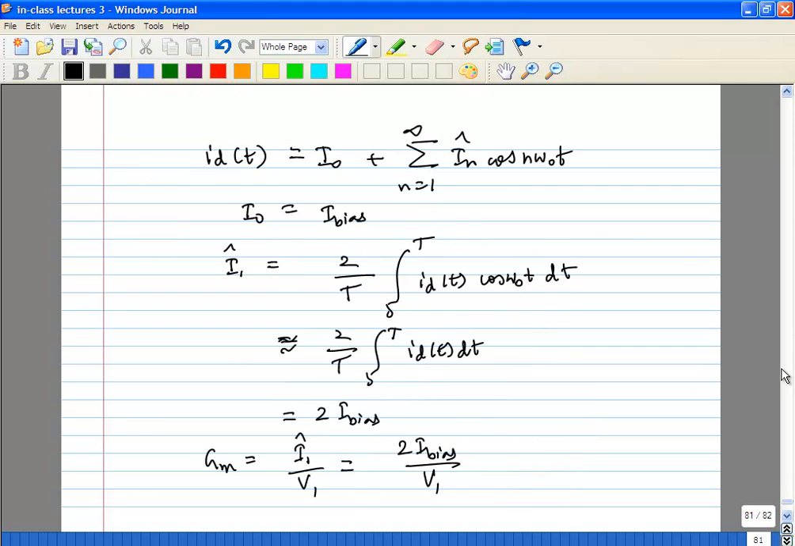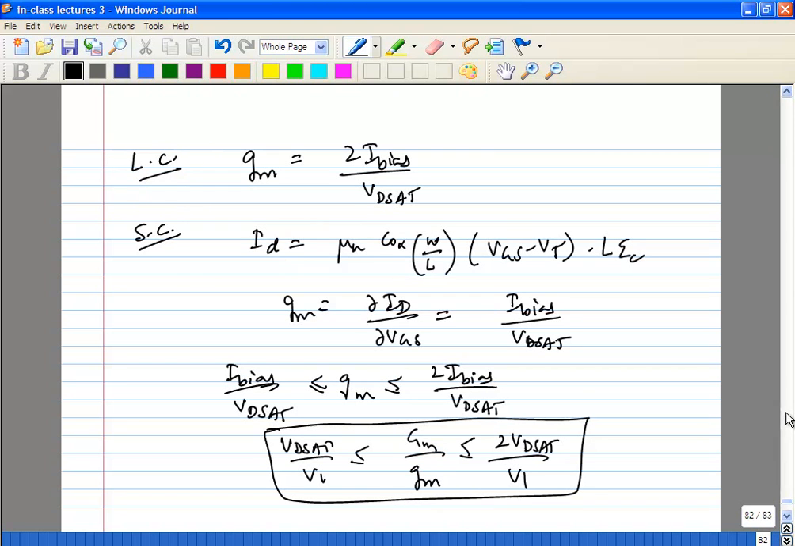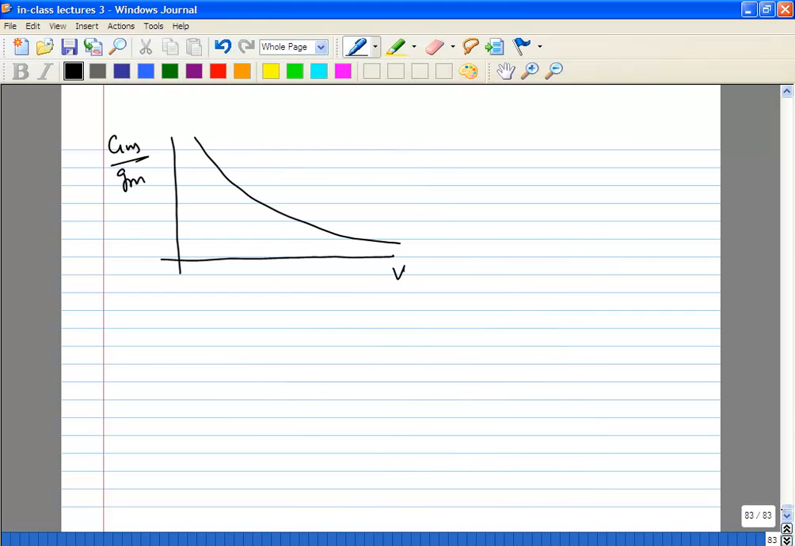And just remember, this is actually an approximation. So for example, if you plot this, it's going to look like a 1 over V1 curve. However, in reality, the actual curve is probably going to look something like this, and it's going to reach 1. We know that. So this approximation is valid for large signals but not for small signals.